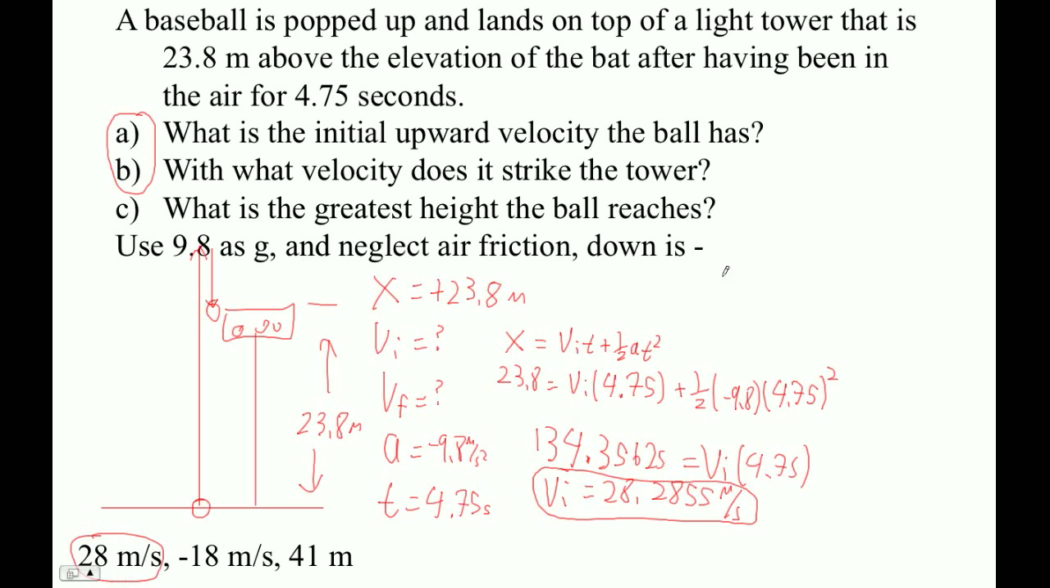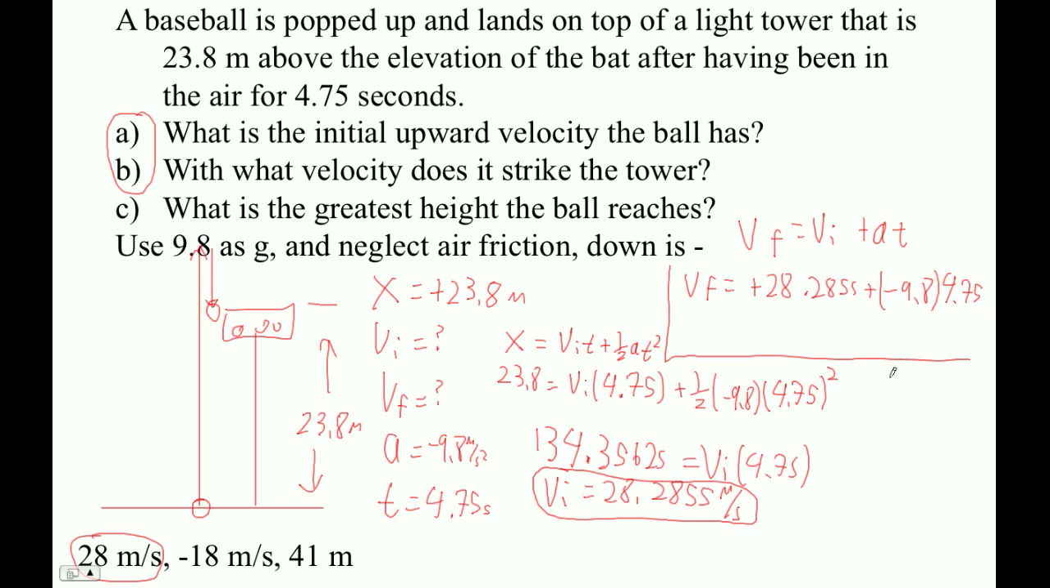And then let's figure out the final velocity. To do that, I'm going to use VF is VI plus AT, right? And so the final velocity equals the initial, so positive 28.2855 plus negative 9.8 times 4.75. So I'm going to go that minus 9.8 times 4.75. Negative 18.26. Ta-da! And there's this guy. So that's the velocity when it strikes the tower.